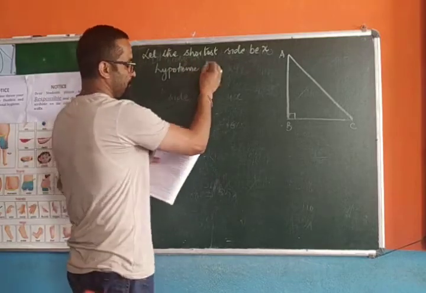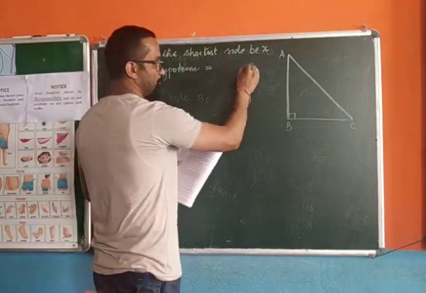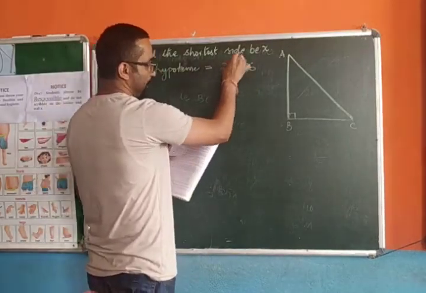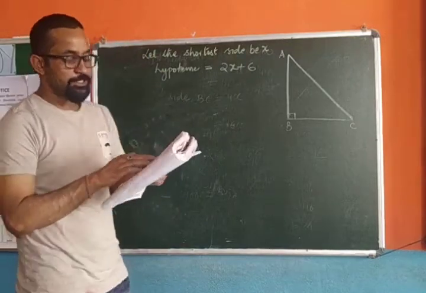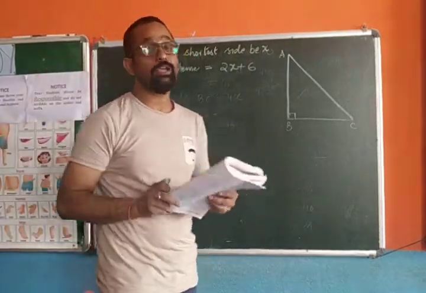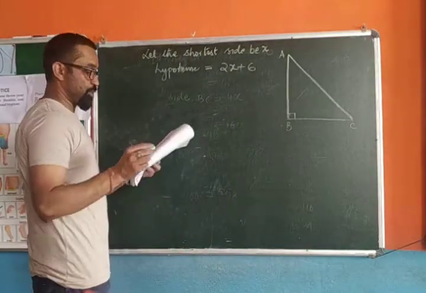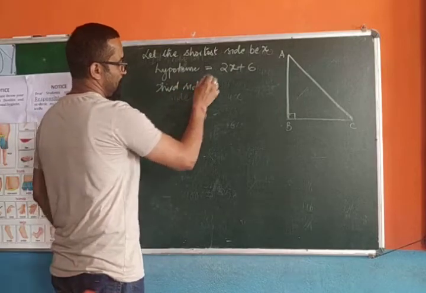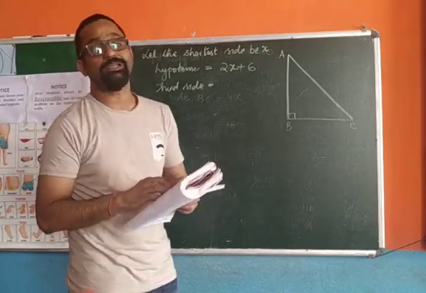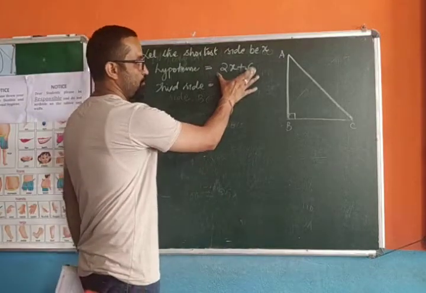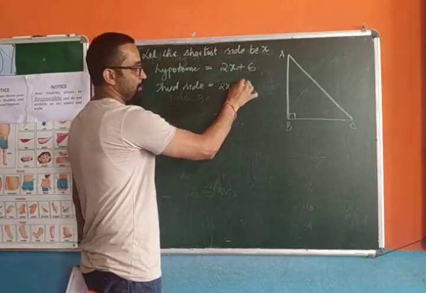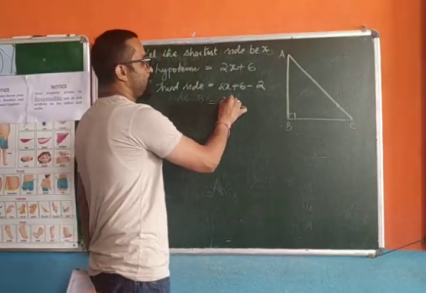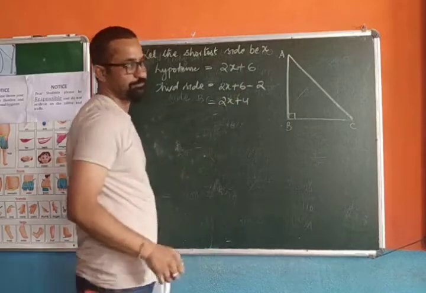Hypotenuse: 6 meters more means plus, twice the shortest side, 2x. The third side is 2 meters less than the hypotenuse. So the third side, it says 2 meters less than the hypotenuse. You know the hypotenuse, 2x plus 6, minus 2 meters less. Simplify this, you get 2x plus 4.